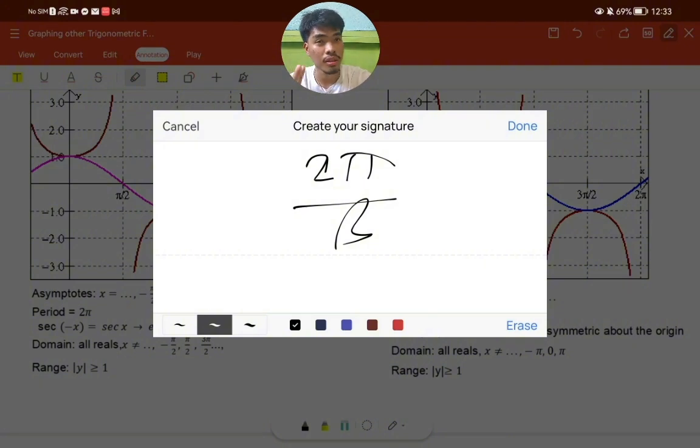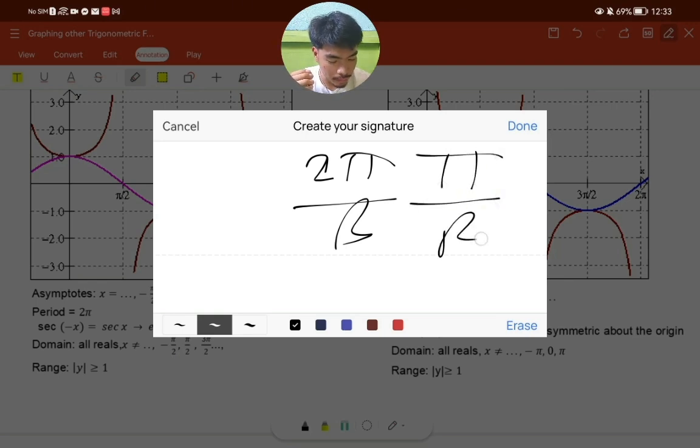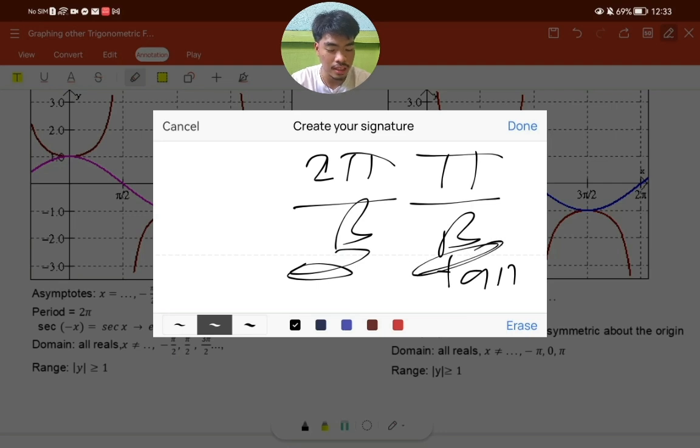Okay, take note about this. The tangent is only one pi over B. This is tangent, and this is cosecant and secant. And this is tangent. We should take note of this.